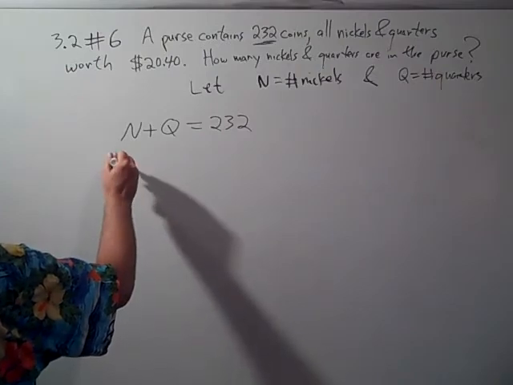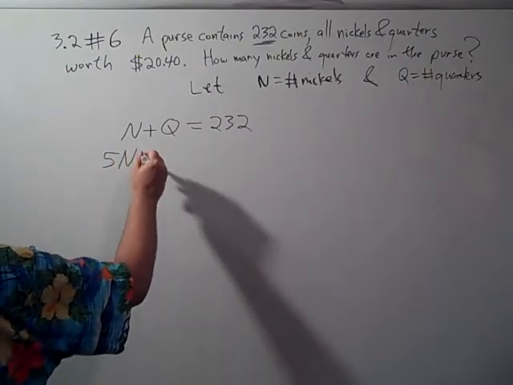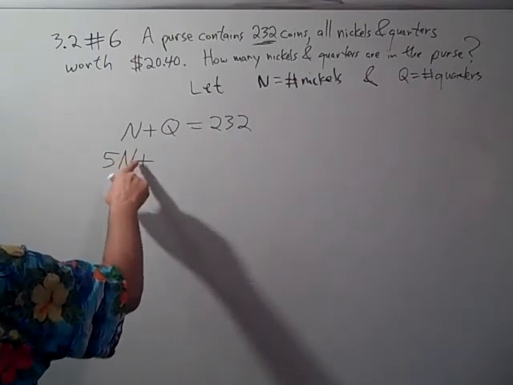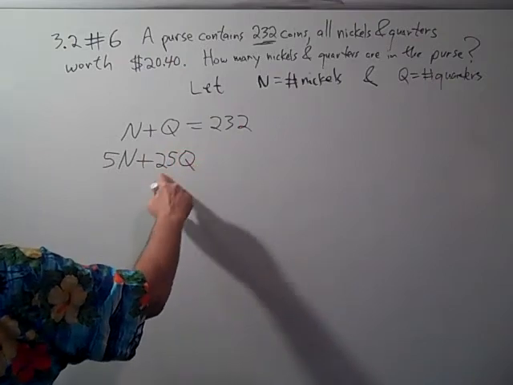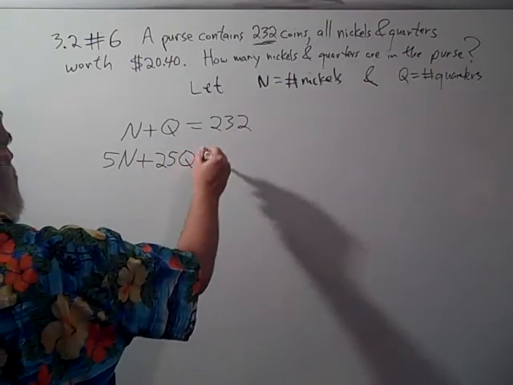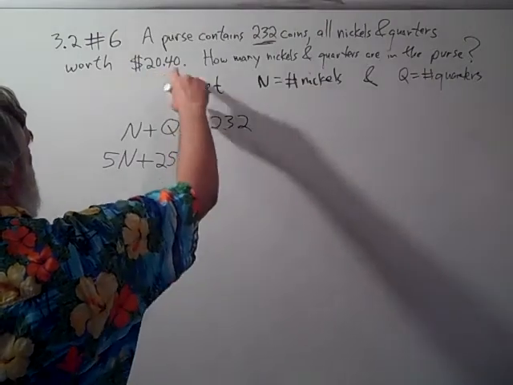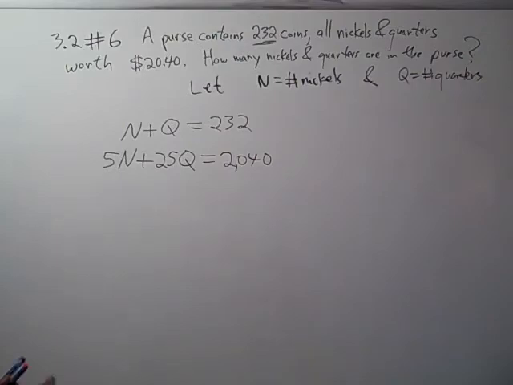So if we count this in cents, 5 cents per nickel times n nickels is how much money those n nickels are worth. And each quarter is worth 25 cents, so 25 times q is how much money those q quarters are worth. And that adds up to 2,040 if we're counting this all in cents.